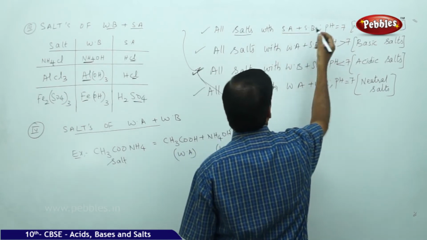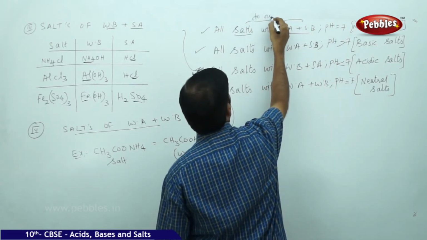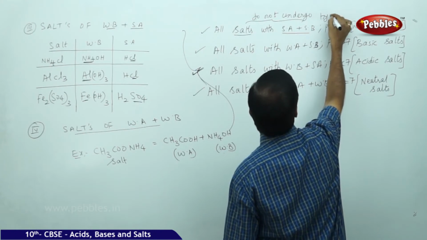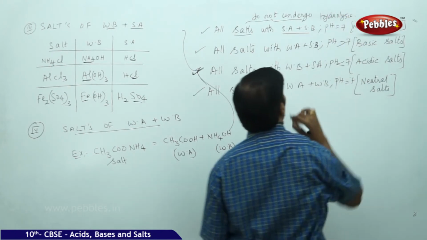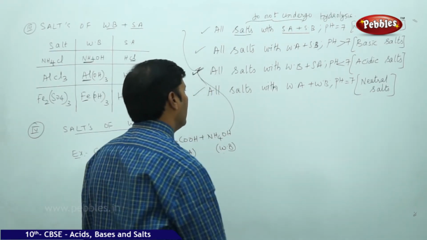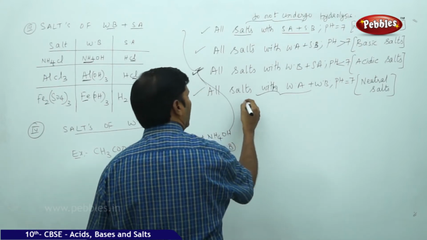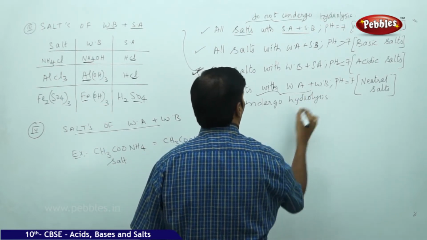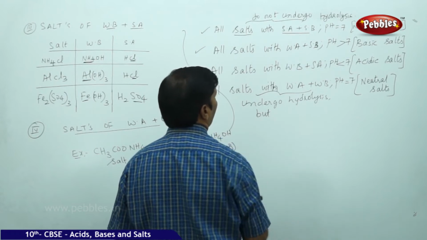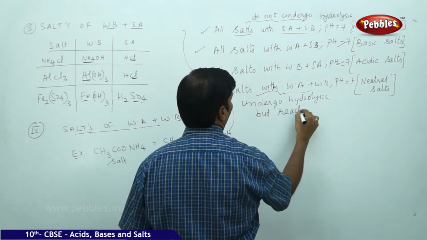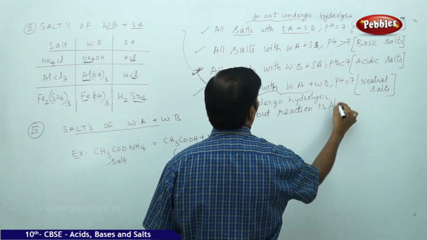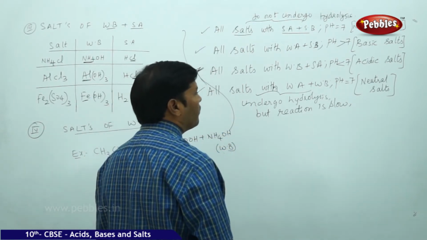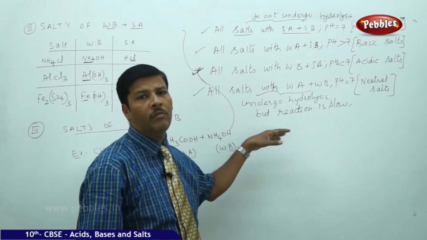Salts of strong acid and strong base do not undergo hydrolysis. But salts of weak acid and weak base do undergo hydrolysis, but the reaction is slow. Of course, we can reach the endpoint, but the reaction is going to become slow here.